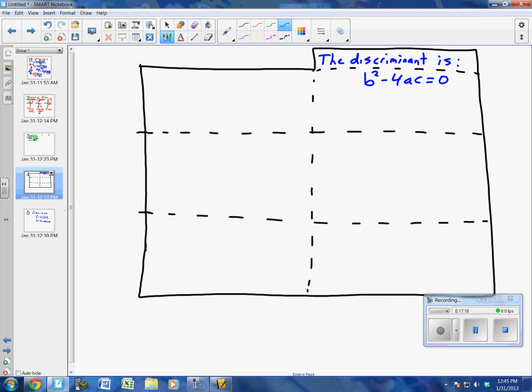Right there, you guys, at the top. b squared minus 4ac. This is a picture of your foldable folded out. Then on the next one, b squared minus 4ac is greater than 0. That's the positive ones, right? And then the third one, b squared minus 4ac is less than 0. Okay?